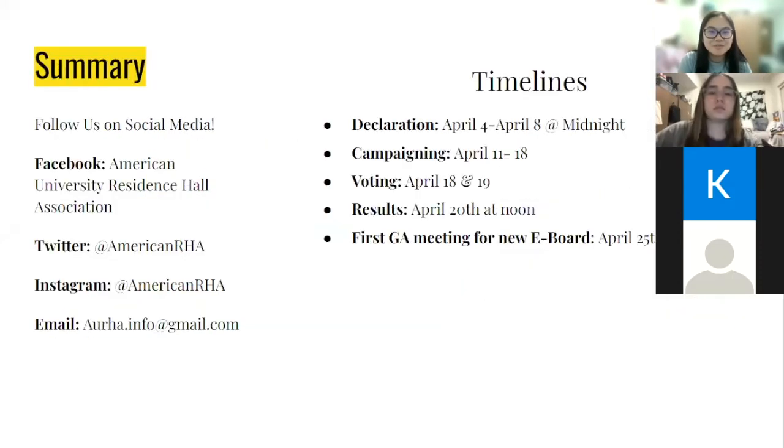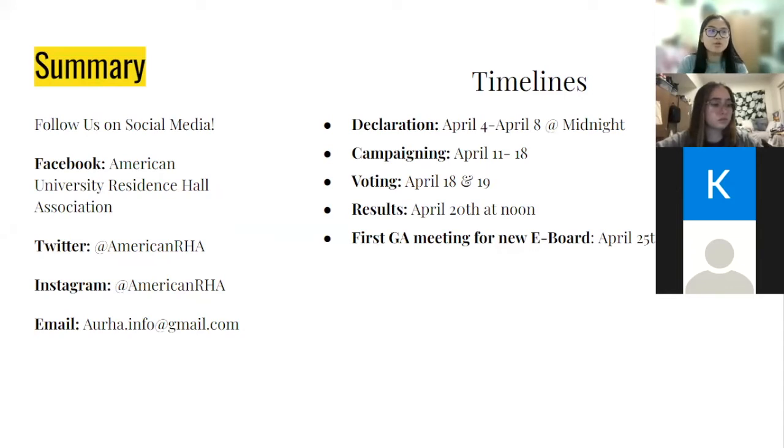Okay, it was literally the last slide. So this is the timeline. You can continue to declare until the 8th, which is Friday at midnight. And then campaigning will be the following week, the 11th through the 18th.